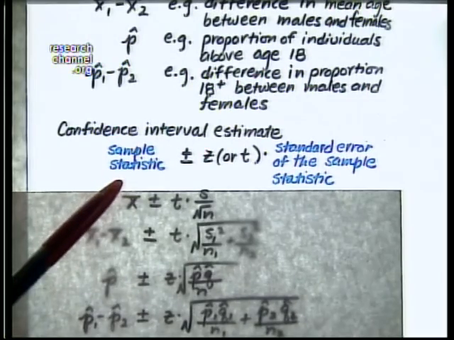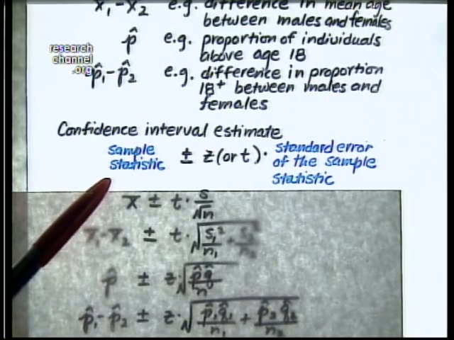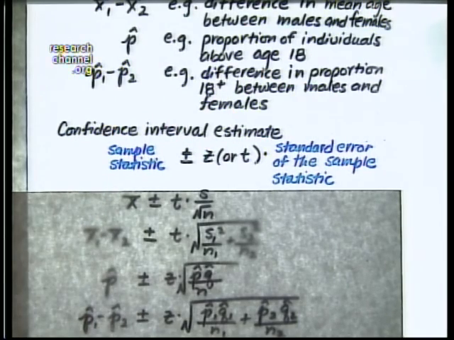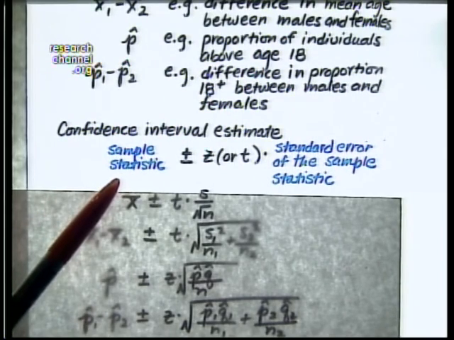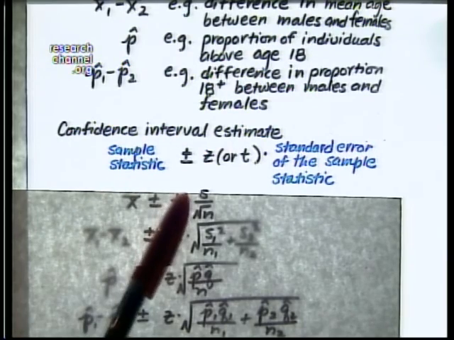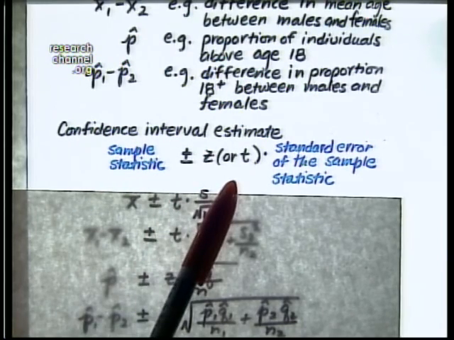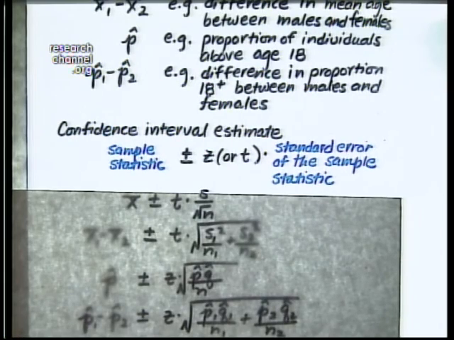The second level of estimation is to form a confidence interval estimate. That is, to take the point estimate that we get, the sample statistic, and form an interval around it that gives us some level of certainty regarding the true value that we're trying to estimate from the population based on our subset or sample of data. The general form is to take the value that we obtain from our data, the sample statistic, and form an interval around it by adding and subtracting z or t times the standard error of the sample statistic.